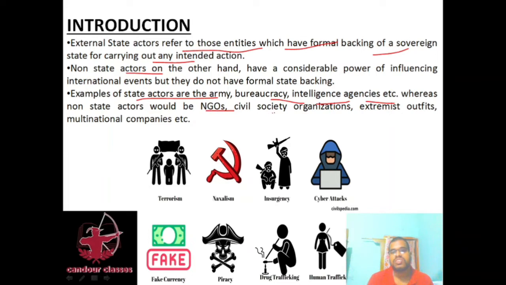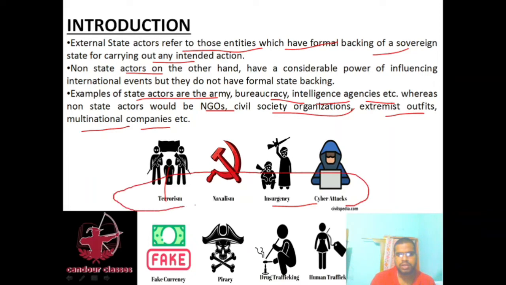NGOs, civil society organizations, extremist outfits, like we have known the Northeast extremism, Maoists. Those can also be called non-state actors, as can multinational companies, etc. Then Naxalism, terrorism, insurgency, cyber attacks. These are non-state actors. Then fake currency, piracy, drug trafficking, human trafficking. These are because of non-state actors.